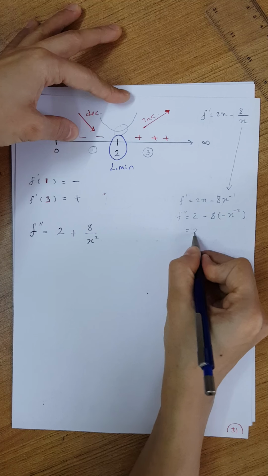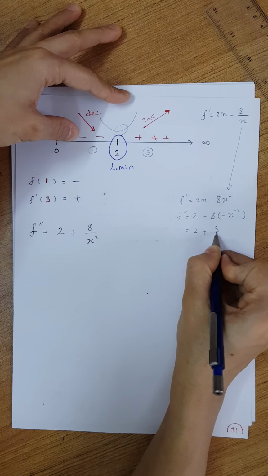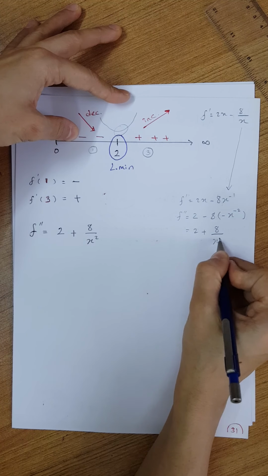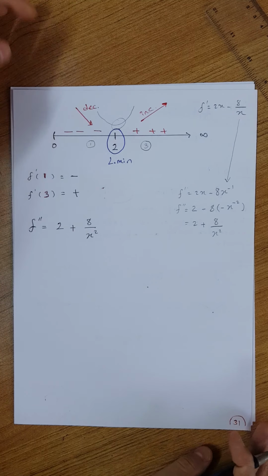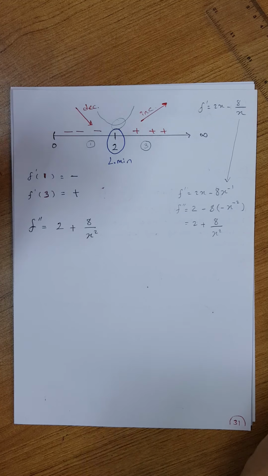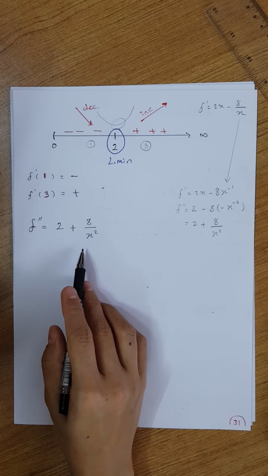So that one becomes 2 minus multiplied to minus becomes positive, 8 over, and x to the power of minus 2 comes down, becomes x squared. That's why the second derivative of the function is 2 plus 8 over x squared. Now, if you look at that function, what do we have?